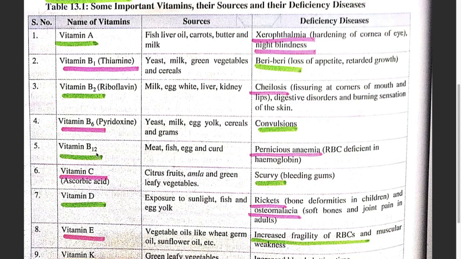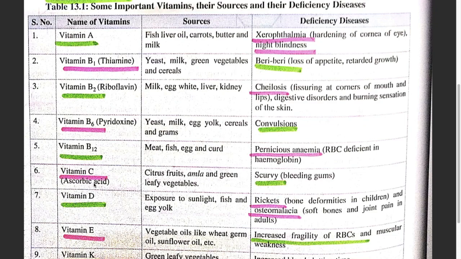Vitamin B12, the chemical name is cyanocobalamin, and the sources are meat. That means all the non-veg items. That is meat, fish, egg, and curd. And the deficiency disease caused by this is pernicious anemia, where the RBC becomes deficient in hemoglobin.